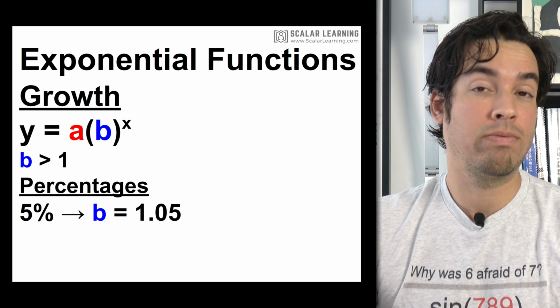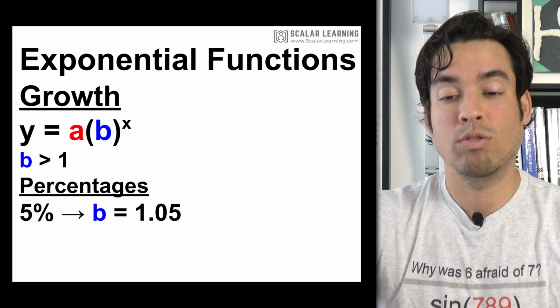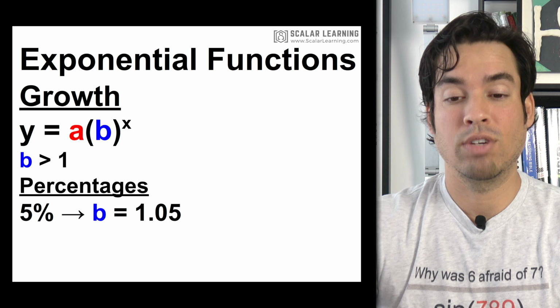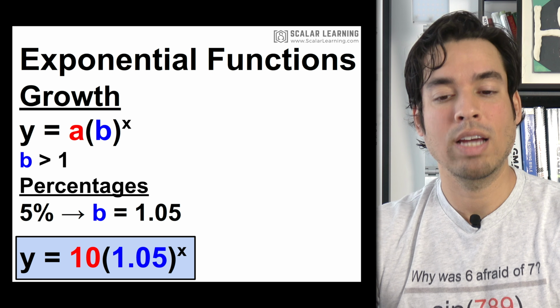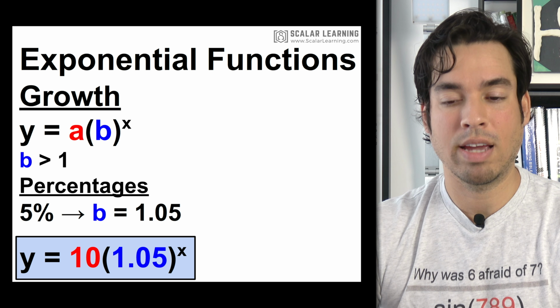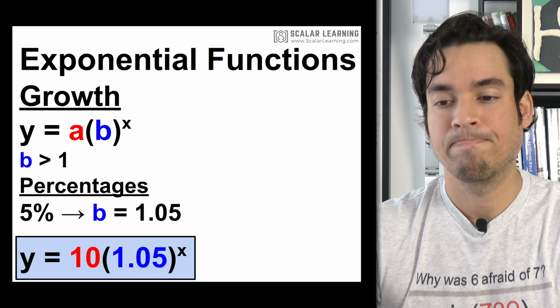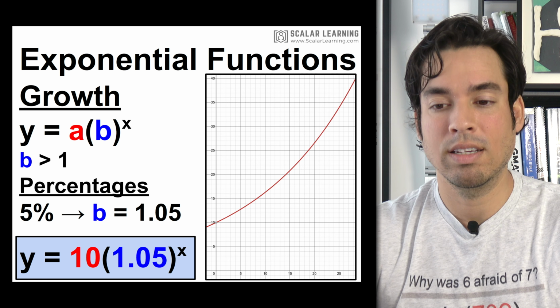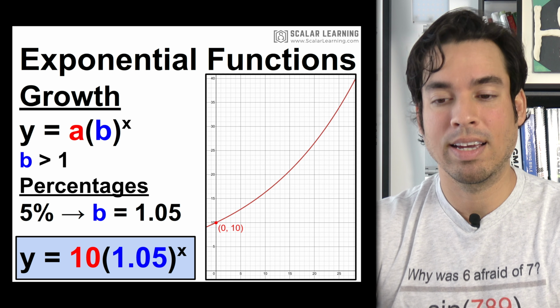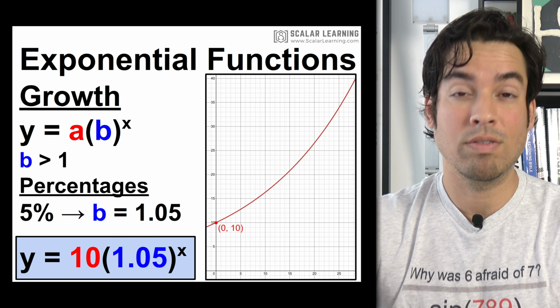Don't just put 0.05 in there. That would actually be decay. So now it's growing by 5% every year. So here now we have something with an initial value of 10 with a growth rate of 5% per year, week, month, whatever the unit is. And again, that graph looks like this, with our nice y-intercept again starting at the initial value of 0, 10.